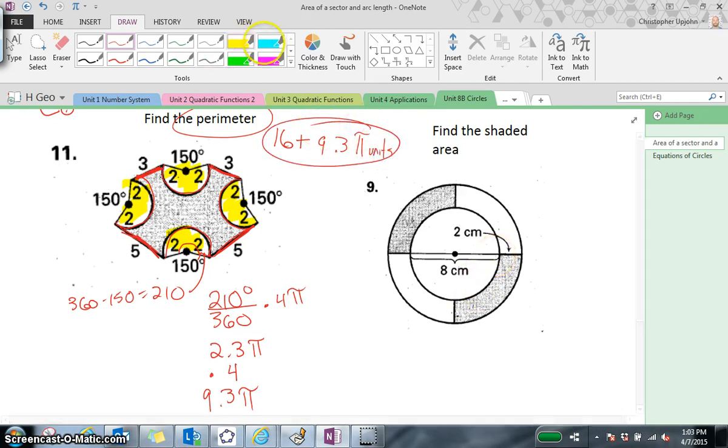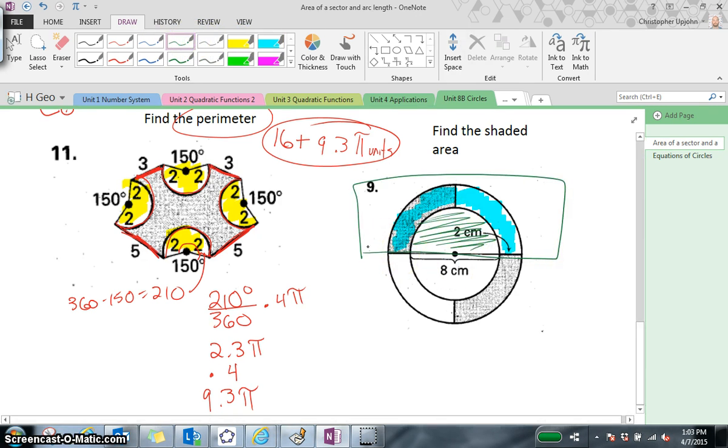Now over here, number 9, we did one like this in class. This shaded region on the bottom is just like this. So we're going to find the area of that blue part, and we're going to subtract off this green. So we're just looking at the top half of our circle. So we're looking at a semicircle. So we have 2 circles we have to deal with here. We want the area of the big sector minus the area of the small sector.